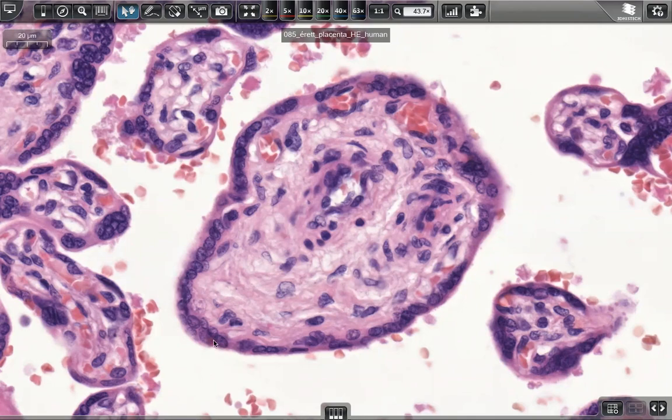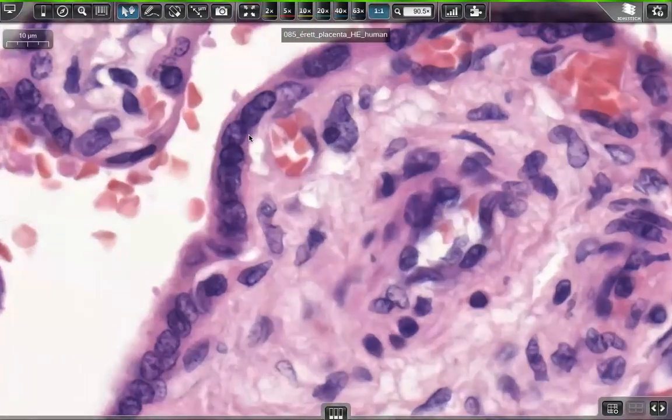Syncytiotrophoblasts are present. In some villi, maybe some remnants of the cytotrophoblast cells are present, but mainly syncytiotrophoblasts are covering the villi. Definitely underneath them we have a lamina basalis, and there is a mesenchymal core.